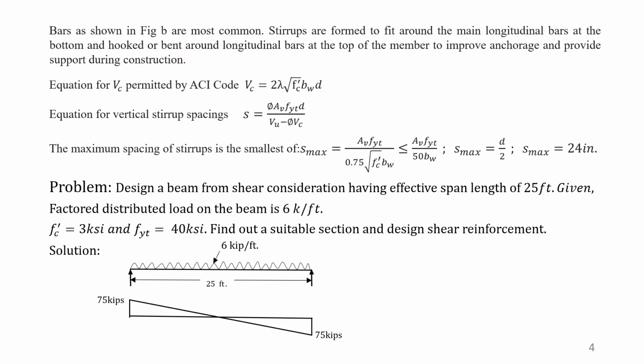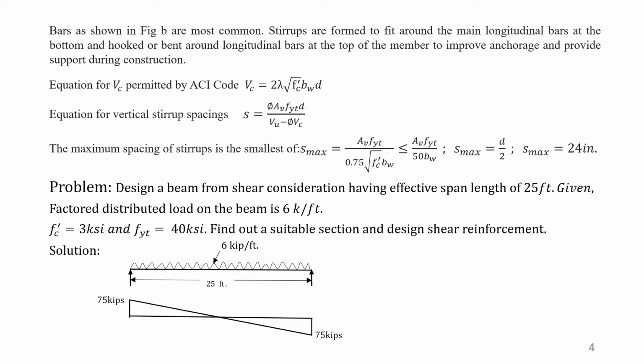That's why we will be using a lower grade of steel for shear, for stirrups, because we want close spacing of the stirrups. That's why we will be using lower strength of steel. Then that will give us a closer spacing of the stirrups. And D is the effective depth of the beam.